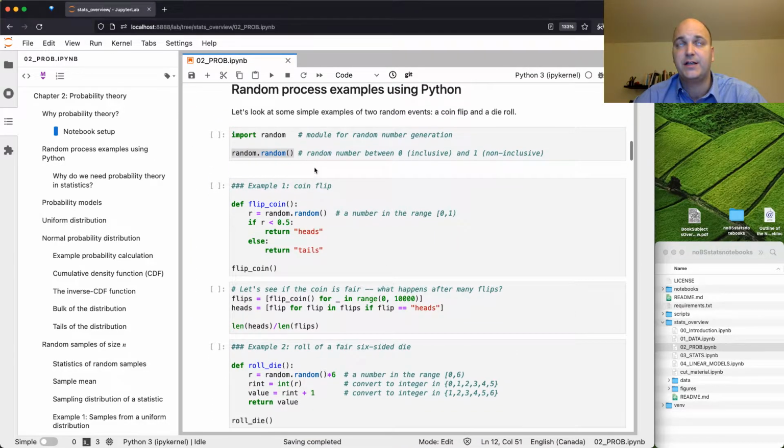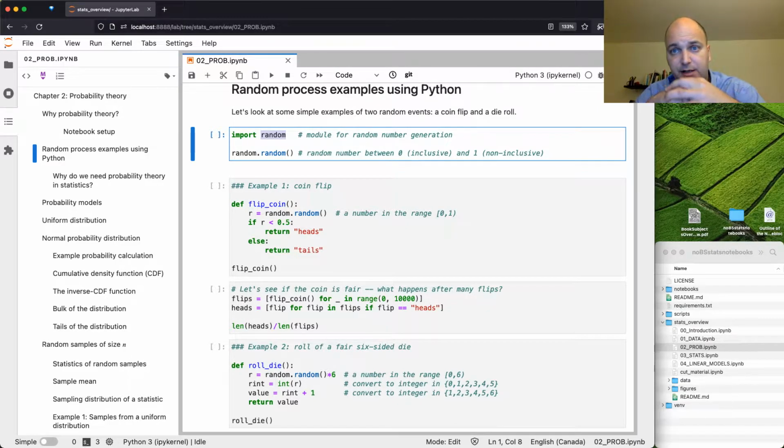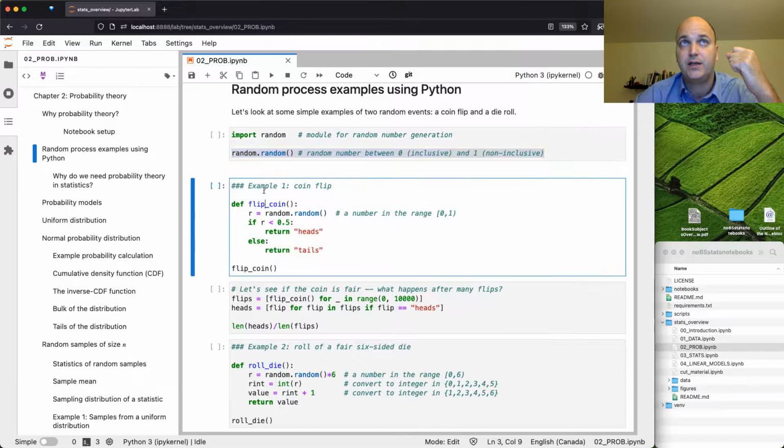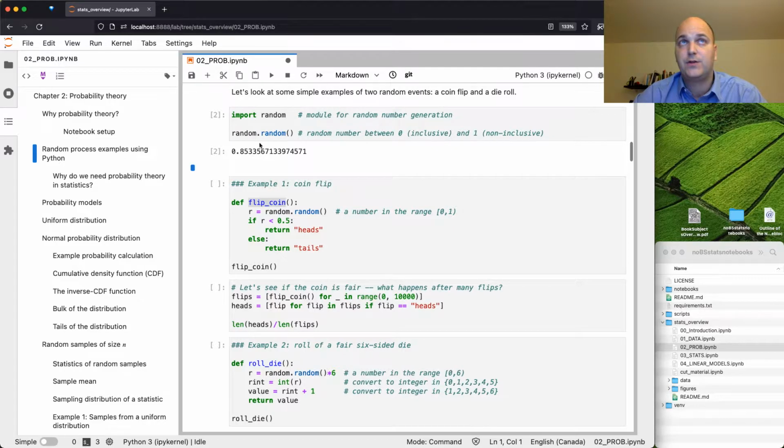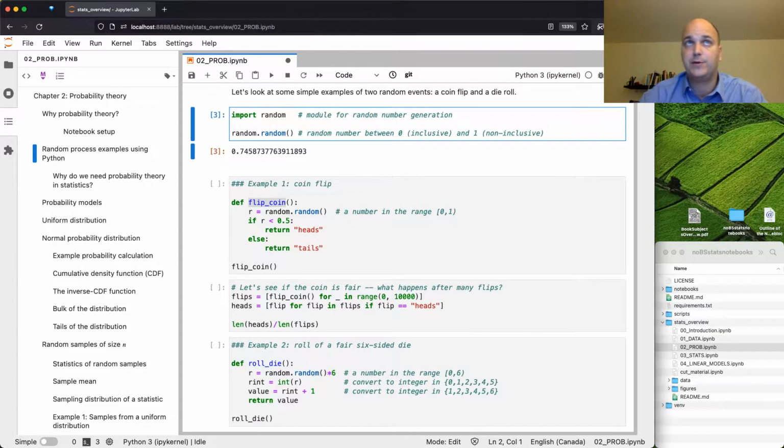Okay, let's get started. The random module in Python provides the function random.random for generating random numbers. In particular, the standard random number is between 0 and 1. So you can think of this as a simple building block that you can use to build other random processes. In the first example, a coin flip. Well, let's run it. So you see, we get 0.85 as the output. If you run it again, you'll get a different output.